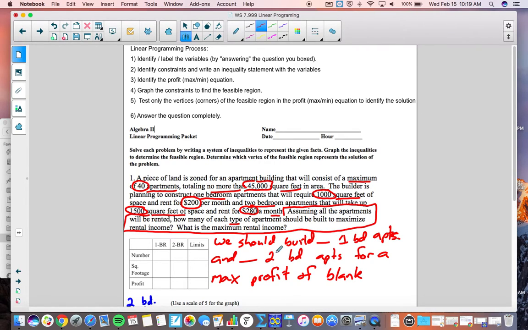Once we know how many 1- and 2-bedroom apartments we need, then we can figure out the profit. So it's really the number of 1- and 2-bedroom apartments that we need to know. So those will be our variables. I'm going to say that X equals the number of 1-bedroom apartments, and Y is the number of 2-bedroom apartments.